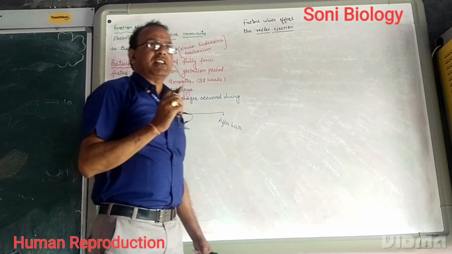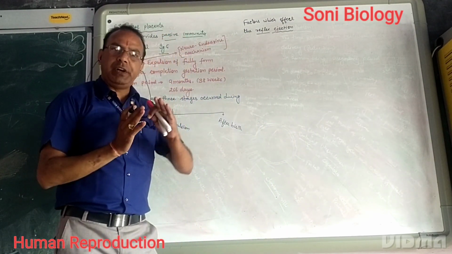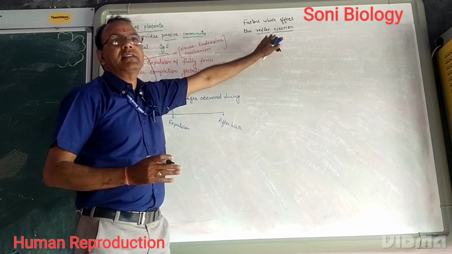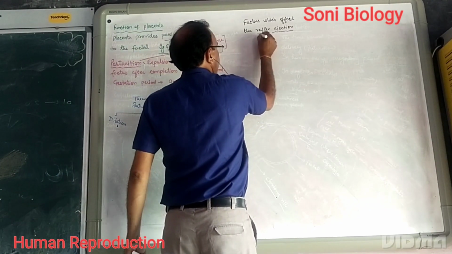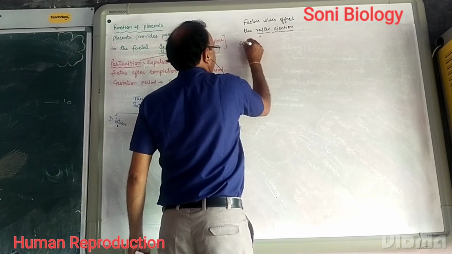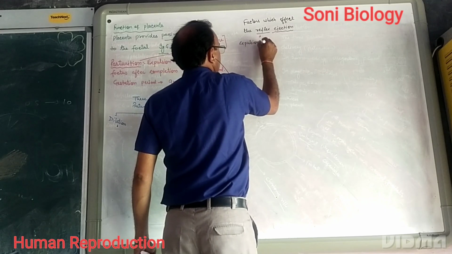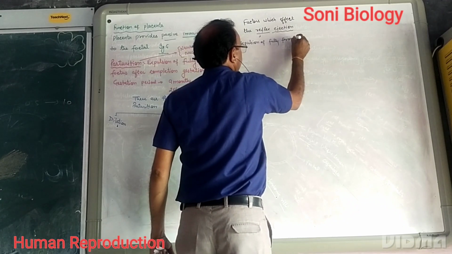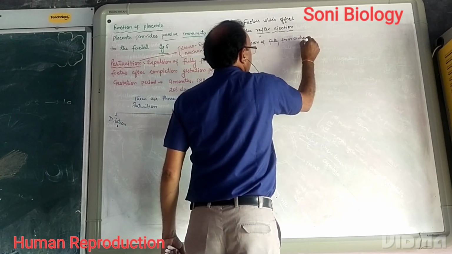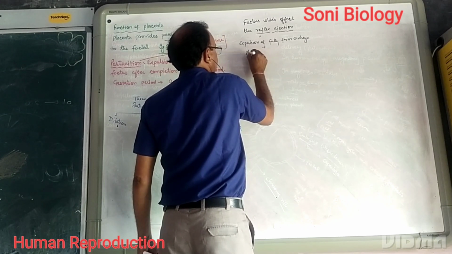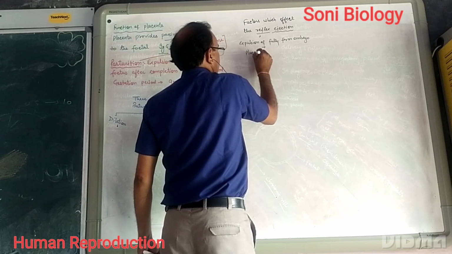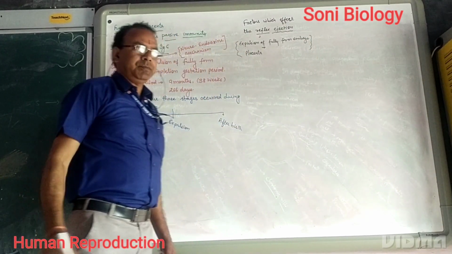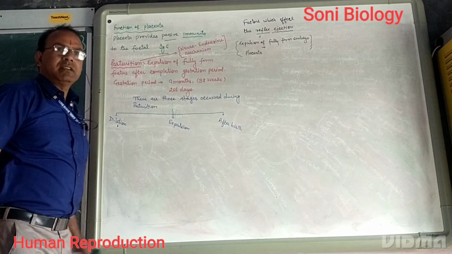Reflex ejection means expulsion of the fully developed embryo with the placenta. That is called reflex ejection. It means expulsion of the fully formed embryo plus placenta. This is also called fetus reflex ejection. This process occurs in these three phases.